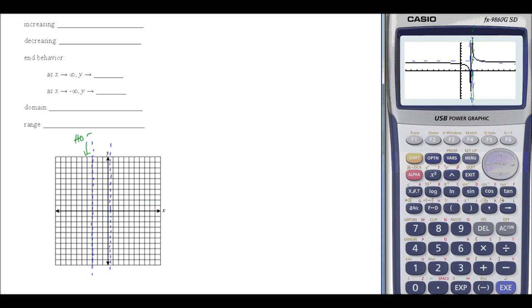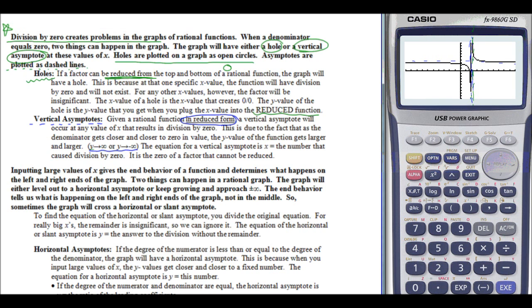The only problem right now is I don't know where to put it. So right now I'm just going to make a little mark right there. I know I've got to have a hole there because I might miss it when I graph it on my calculator. So let's look back and see what other information we can have. So we're going to go back to our notes page.